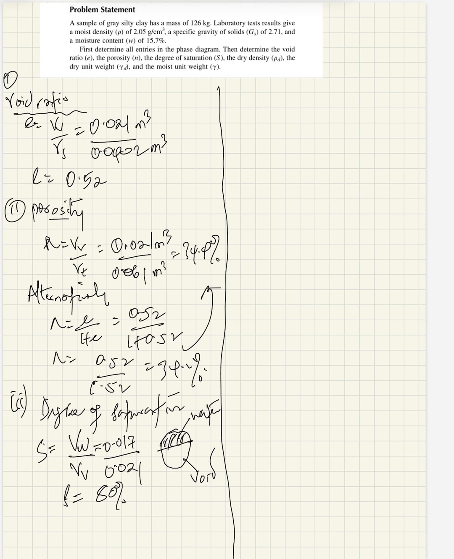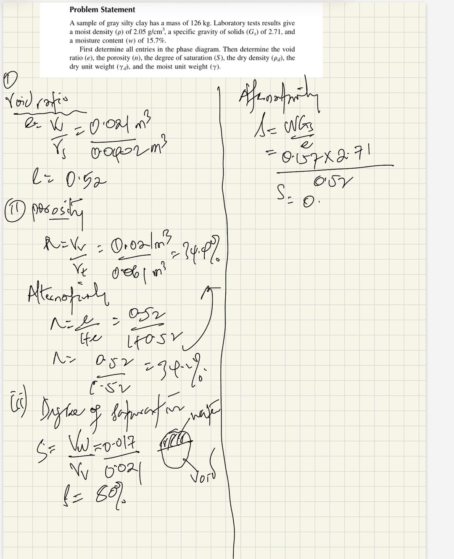Alternatively, we can obtain the degree of saturation using S equals w Gs over e. So water content is 0.157 times 2.71, all over void ratio, which is 0.52. We should give the same answer. 0.157 times 2.71 divided by 0.52. So S equals 0.81, which is 81%. So they are similar. So that's another method we can use to obtain that.